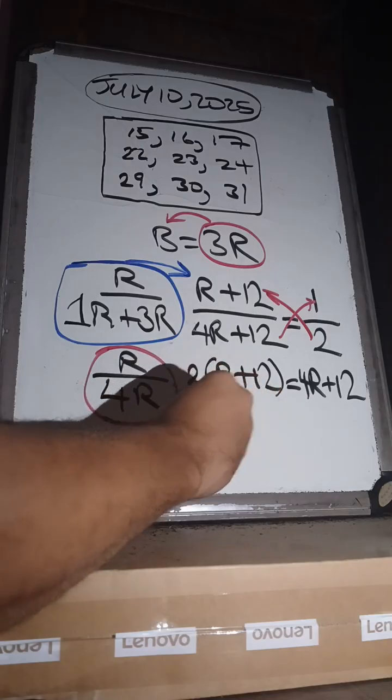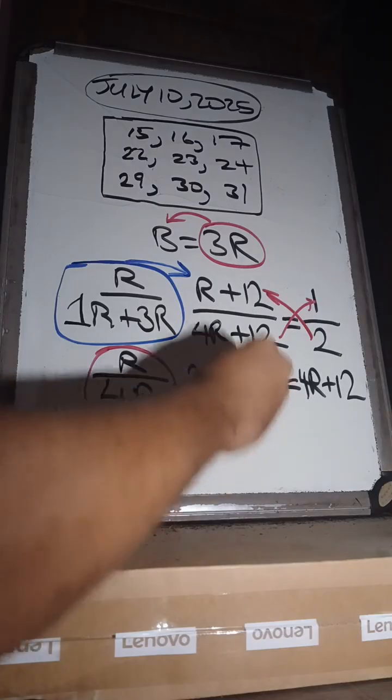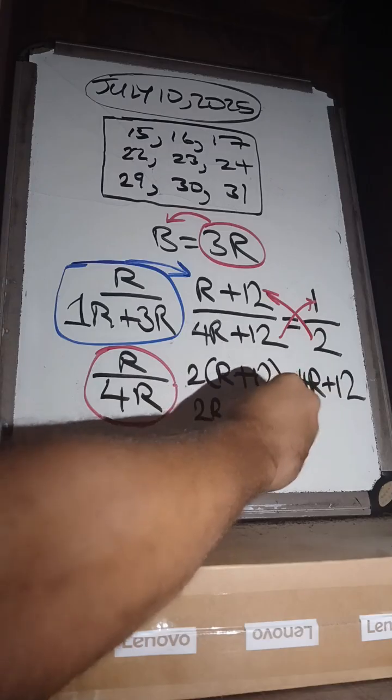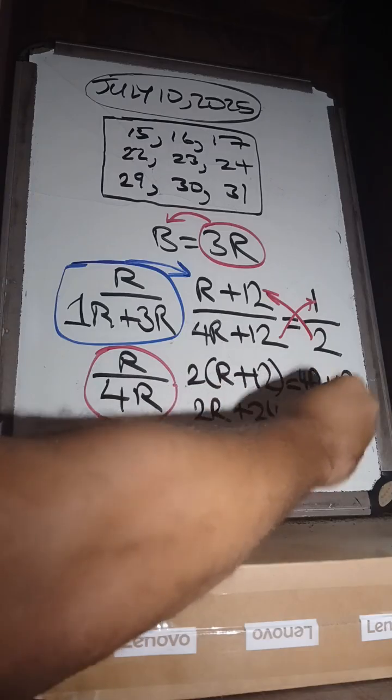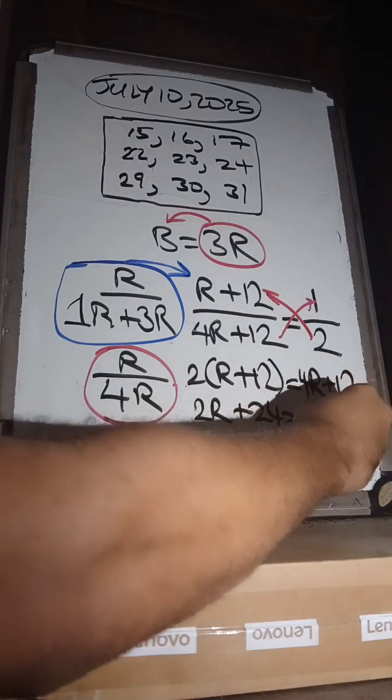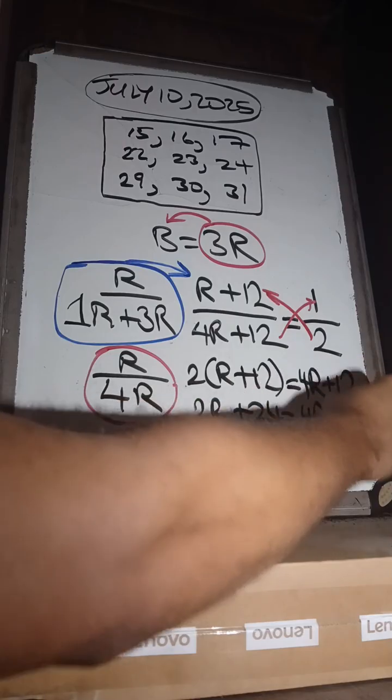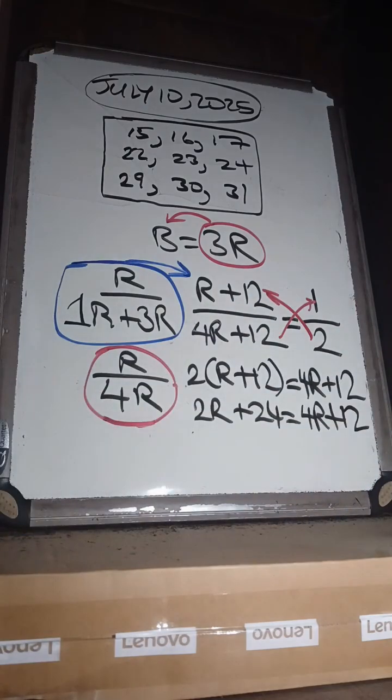R times 2, you have the 2r. 12 times 2, you have the 24. And this does not change. And now we're just going to group like terms, right?